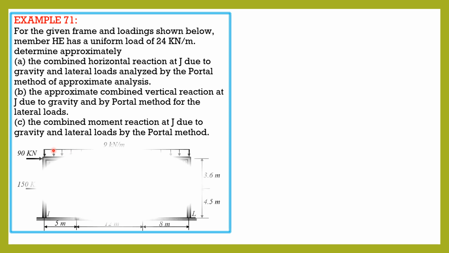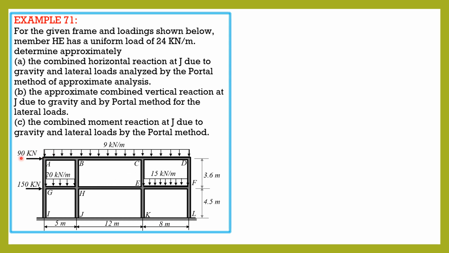So here is the figure. Take note that we have lateral loads. We'll first consider effects of gravity loads. So remember, HE is loaded with uniform load 24 kilonewtons per meter.